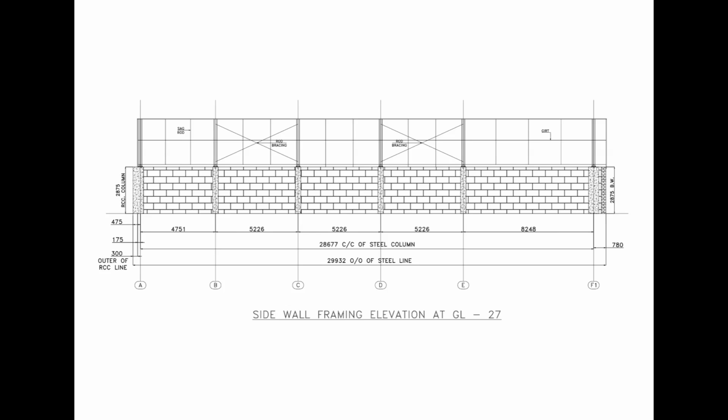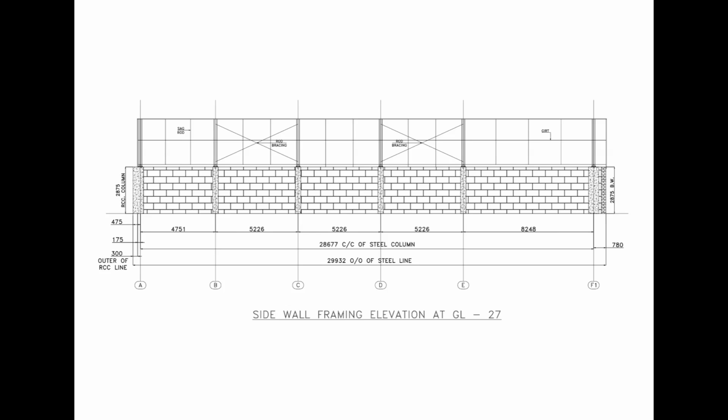The steel columns are arranged along the building length, with horizontal girts connecting them. Rod bracing is provided in selected bays to stabilize the wall framing system. Sag rods are also indicated as part of the secondary framing arrangement.